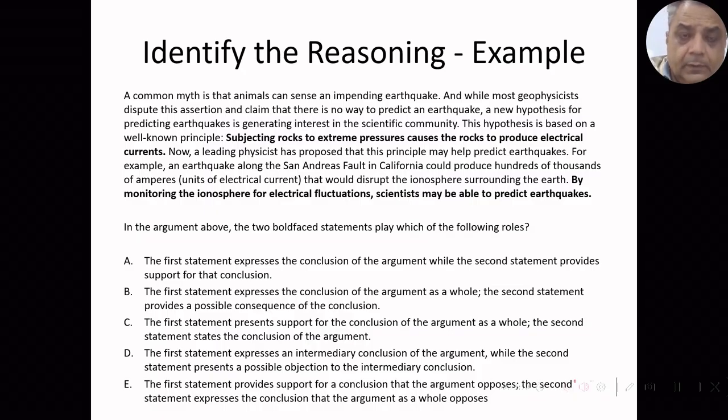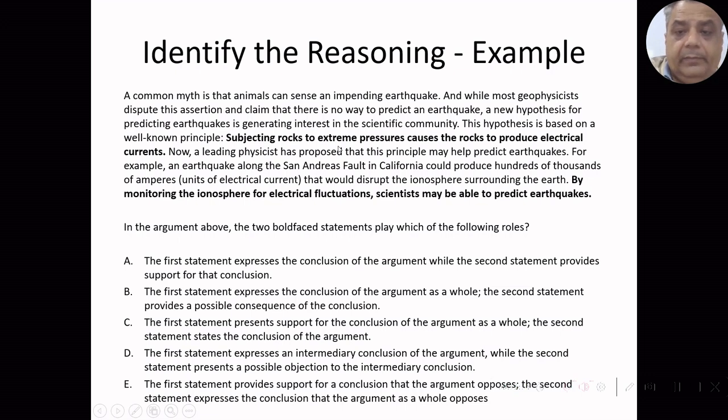So obviously, this first statement is not the conclusion. So we have to eliminate all those options which say that the first statement is the conclusion. So we eliminate the options A, B and D. We are left with two options here, C and E. Both say that the first statement is the support for the conclusion of the argument as a whole.